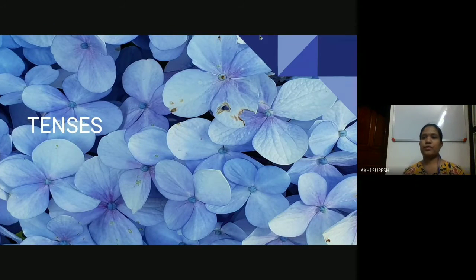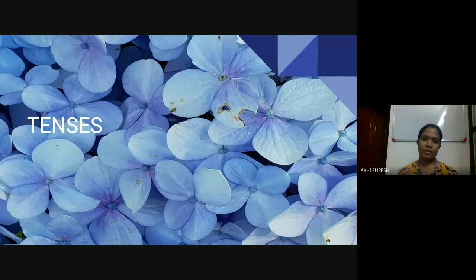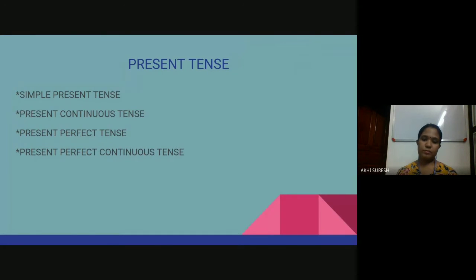Today we are going to discuss tenses. It is really important to know the correct tenses and their usage to write and speak grammatically correct sentences. So we can see something about tenses.